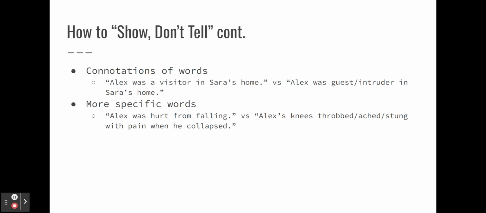The next way you can show, don't tell is by using more specific words. Telling could be "Alex was hurt from falling," and showing would be "Alex's knees throbbed with pain when he collapsed," or ached with pain, or stung with pain. Because hurt is kind of vague, ached, stung, and throbbed are more descriptive and help readers feel what Alex might have gone through. Specific words lead to specific feelings in readers.